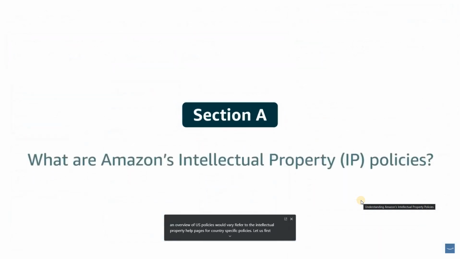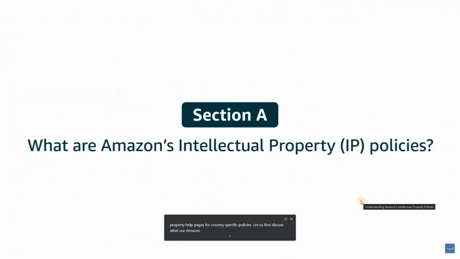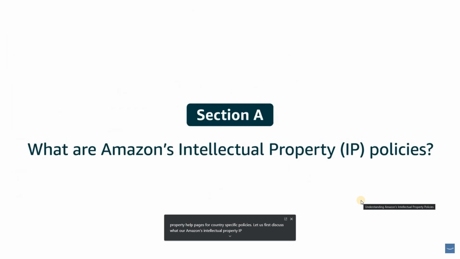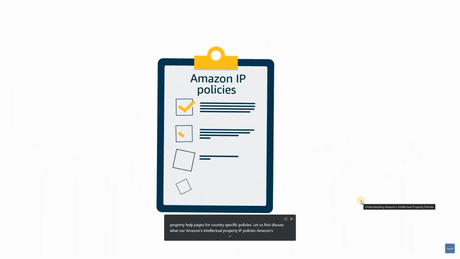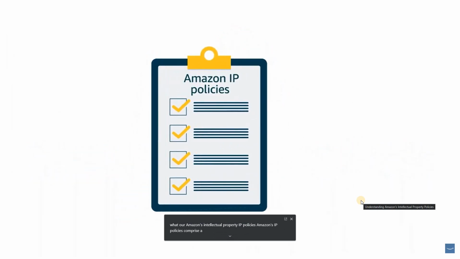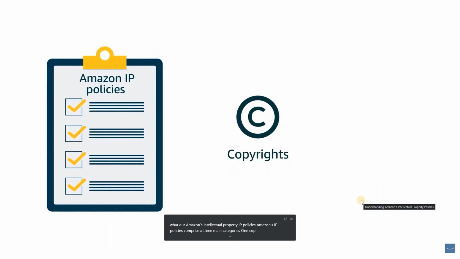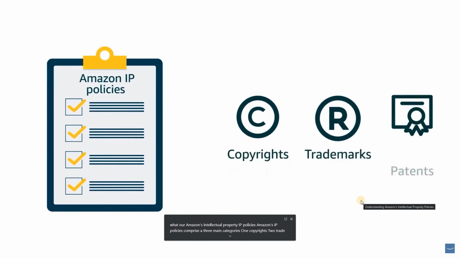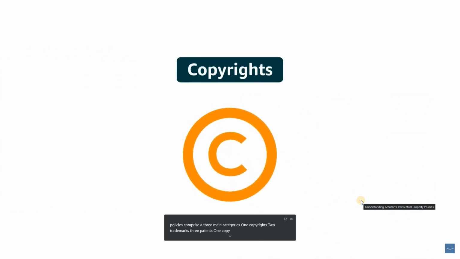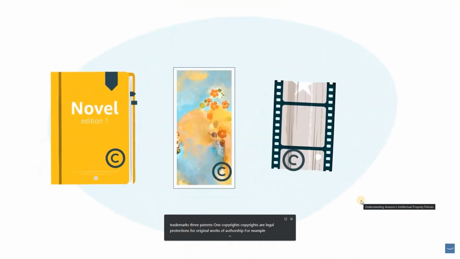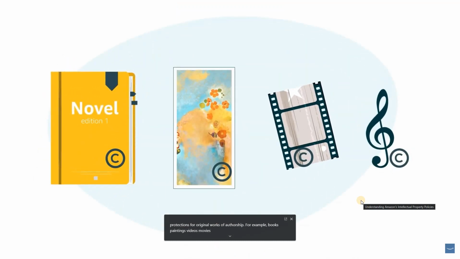Let us first discuss what are Amazon's intellectual property (IP) policies. Amazon's IP policies comprise of 3 main categories: 1. Copyrights, 2. Trademarks, 3. Patents. 1. Copyrights. Copyrights are legal protections for original works of authorship. For example, books, paintings, videos, movies, songs, etc.